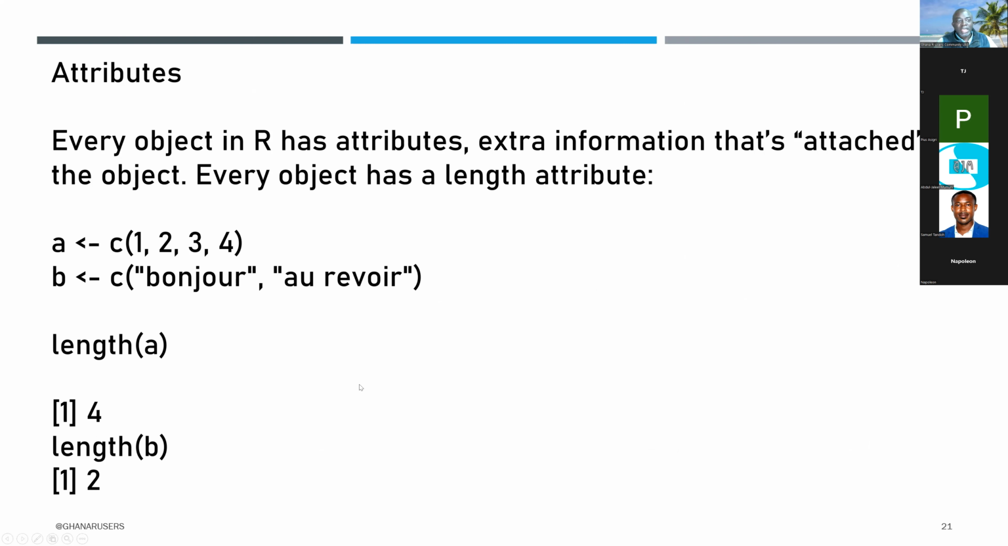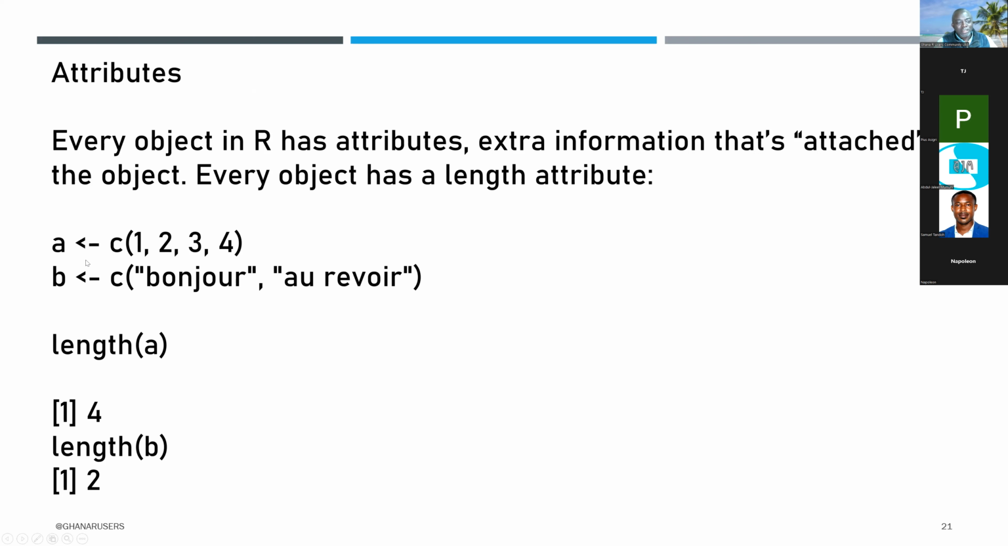So the objects also have attributes. They have length. So for instance, there's an object called A here, and A has elements 1, 2, 3, and 4. As soon as I type A, I'll get 1, 2, 3, and 4.